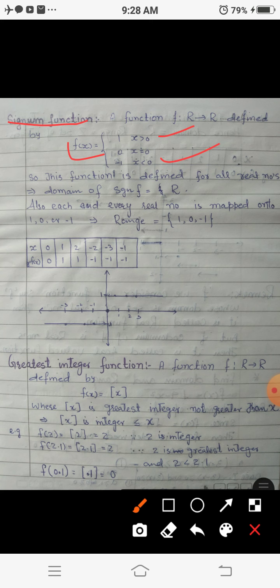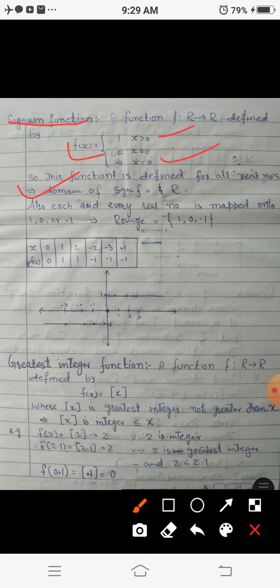So such a function, which relates all positive numbers to 1, all negative numbers to minus 1, and 0 to 0, is simply called a signum function. Now what is the domain of this function? Clearly it is defined at each and every real number, because if x is positive it goes to 1, and if x is negative it goes to minus 1 under this signum function.